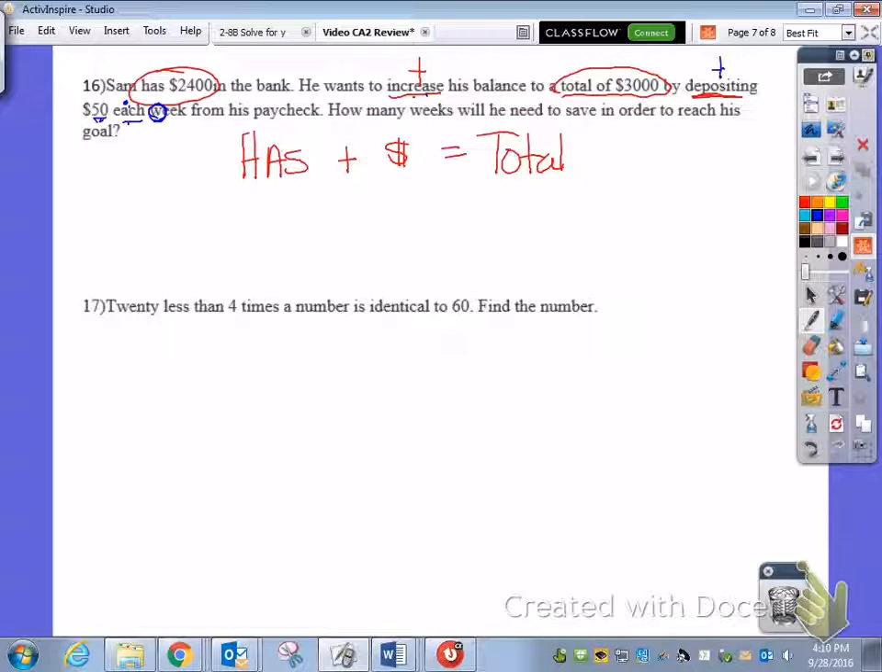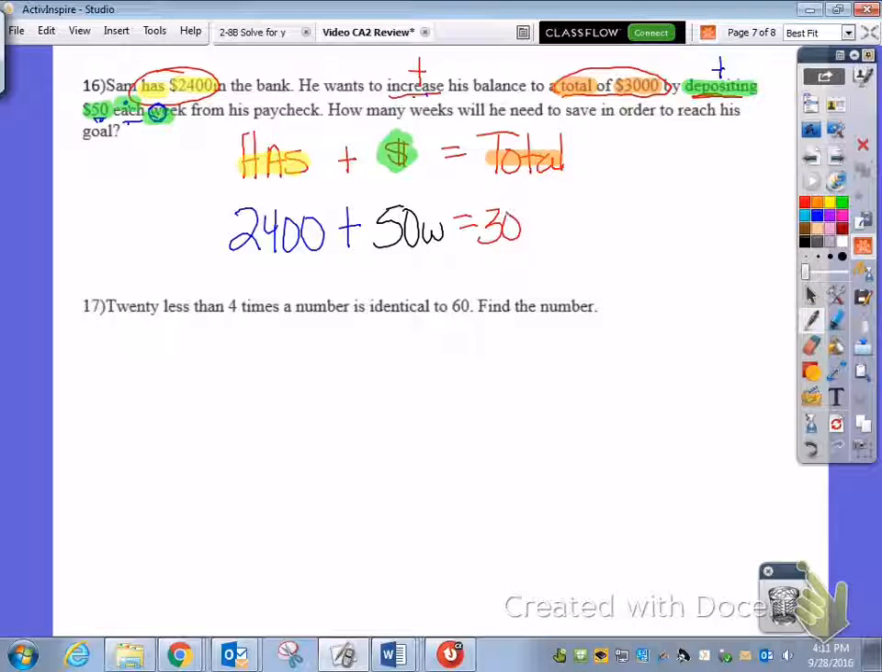Okay? So let's go in and fill in what we know. He has 2,400. So underneath the word has, that's what you start with. I'm going to put 2,400. That's what he's starting with. Okay, I want to add. Now, he wants to add some money. How much do we want? Remember, he said he's going to deposit what? 50 each week. So I'm going to write down 50 times W. And then that's going to equal, what is my total? Well, my total right here is 3,000. So it's going to equal 3,000.